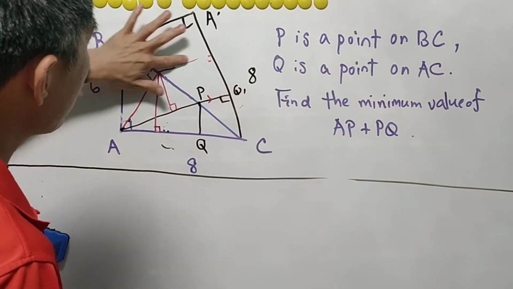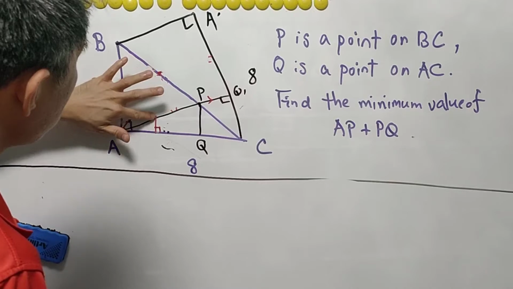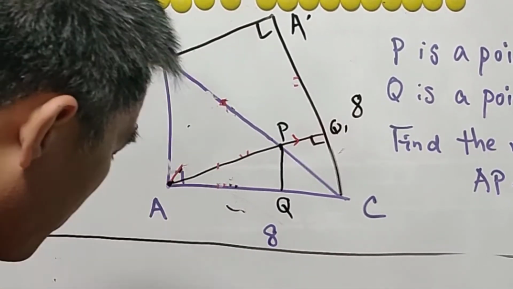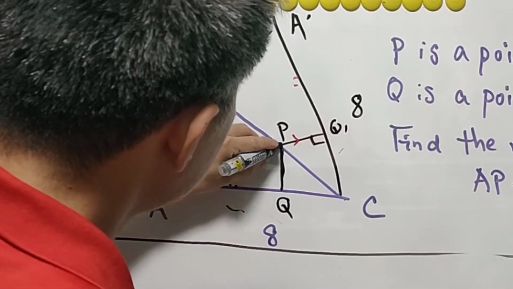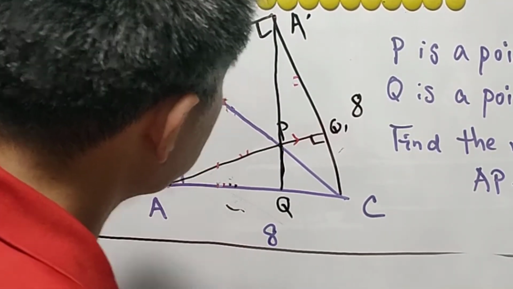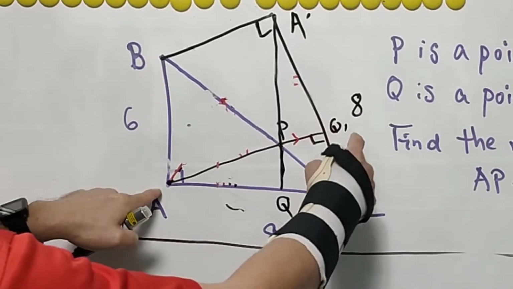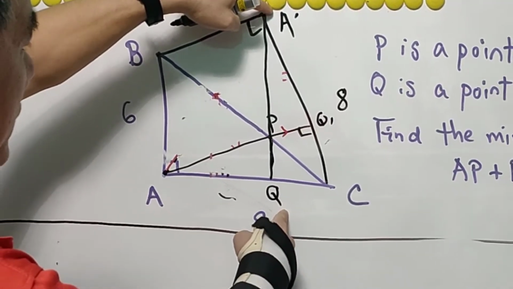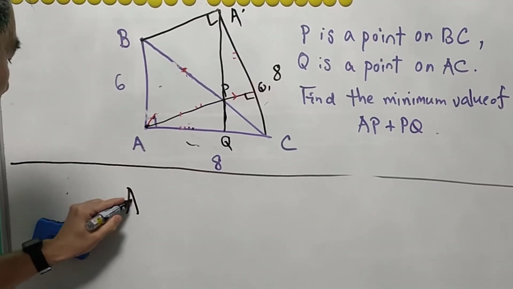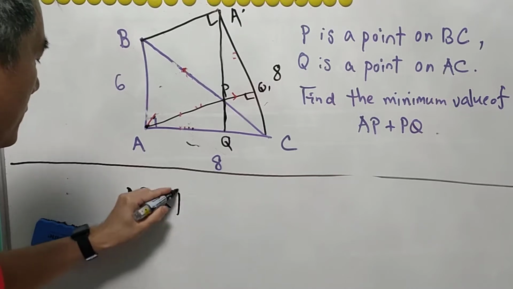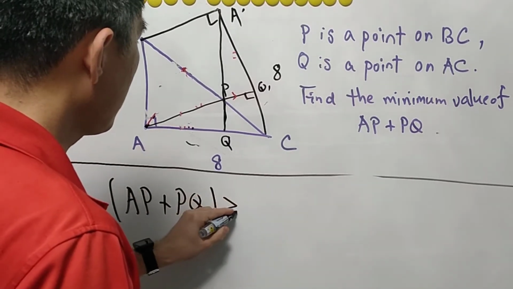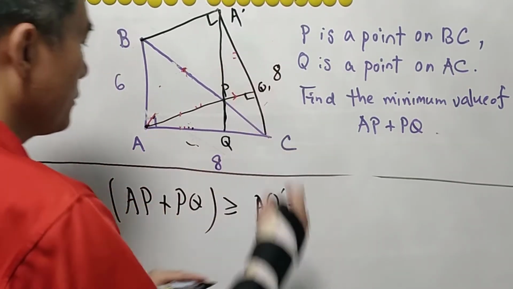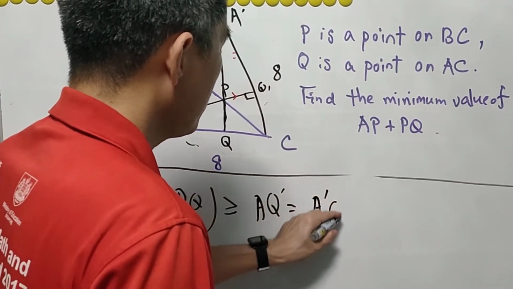The second observation that we are going to make is that if we extend QP, then it actually will go to A prime. In order to get AQ prime, we just need to find out what is A prime Q. So what we know here is that AP plus PQ will always be greater than or equal to AQ prime. And this AQ prime will equal A prime Q in this diagram.